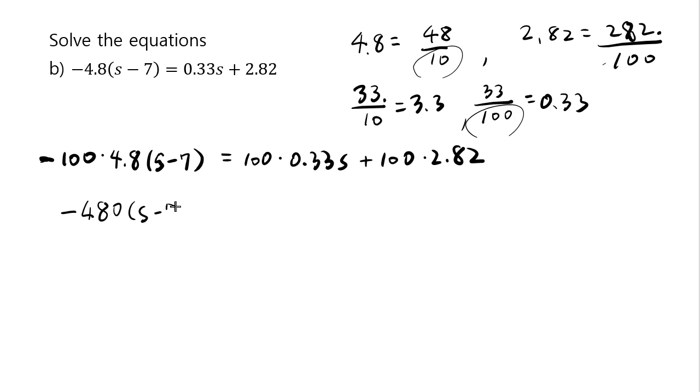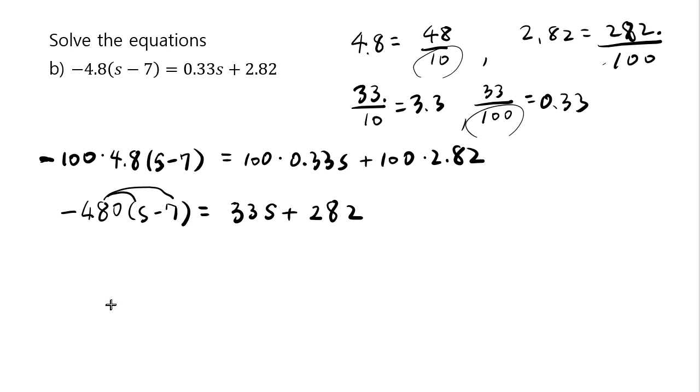S minus 7 should still be there. 100 times 0.33 is 33s. And like I said, 100 times 2.82 will be 282. Okay, so we got rid of all the denominators, which we very much like, but it's still a hard question because these are big numbers.